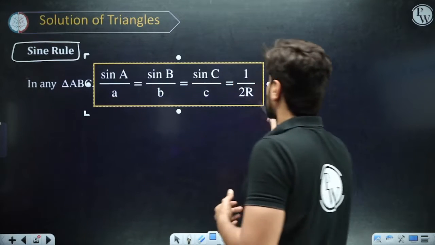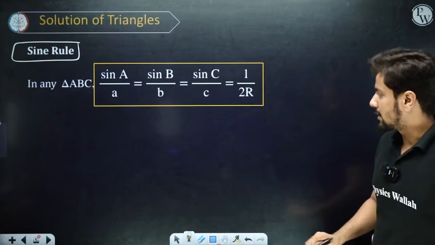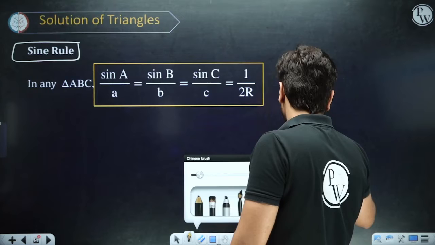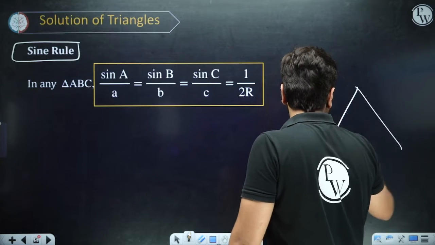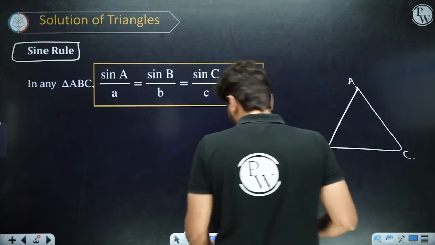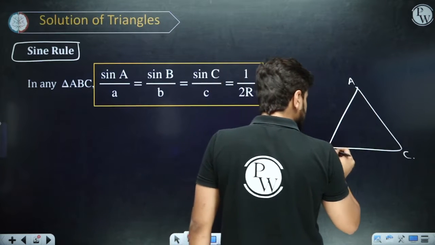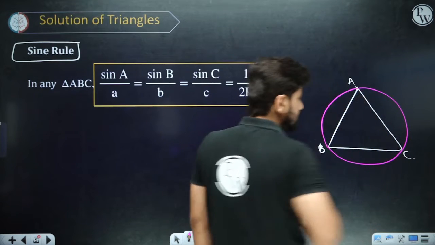Sine A upon a is equal to sine B upon b is equal to sine C upon c, that is equal to 1 upon 2R. This is about sine rule. We can easily prove that as well. In any triangle ABC, there is a circumcircle to this triangle. There must be some circumcircle to this triangle.